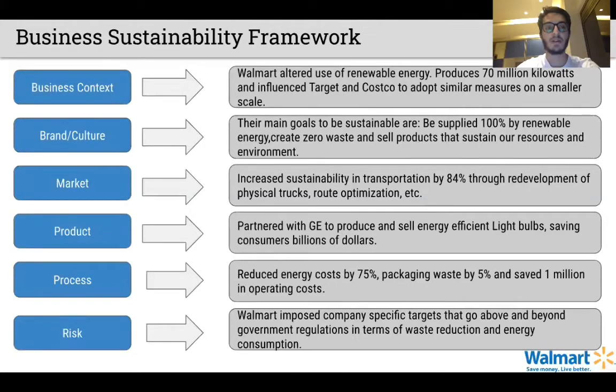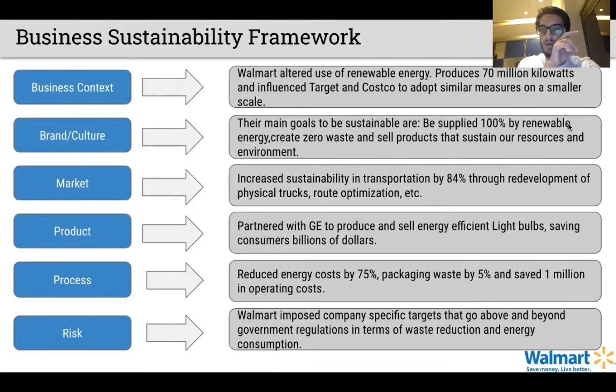Now I'm going to talk a little bit about the business sustainability framework. To start with the business context, Walmart being one of the biggest market leaders, it influenced other companies to follow in the footsteps of sustainable action. And not only did they influence competitors, but they also influenced their supply chain to follow them in the sustainability measures.